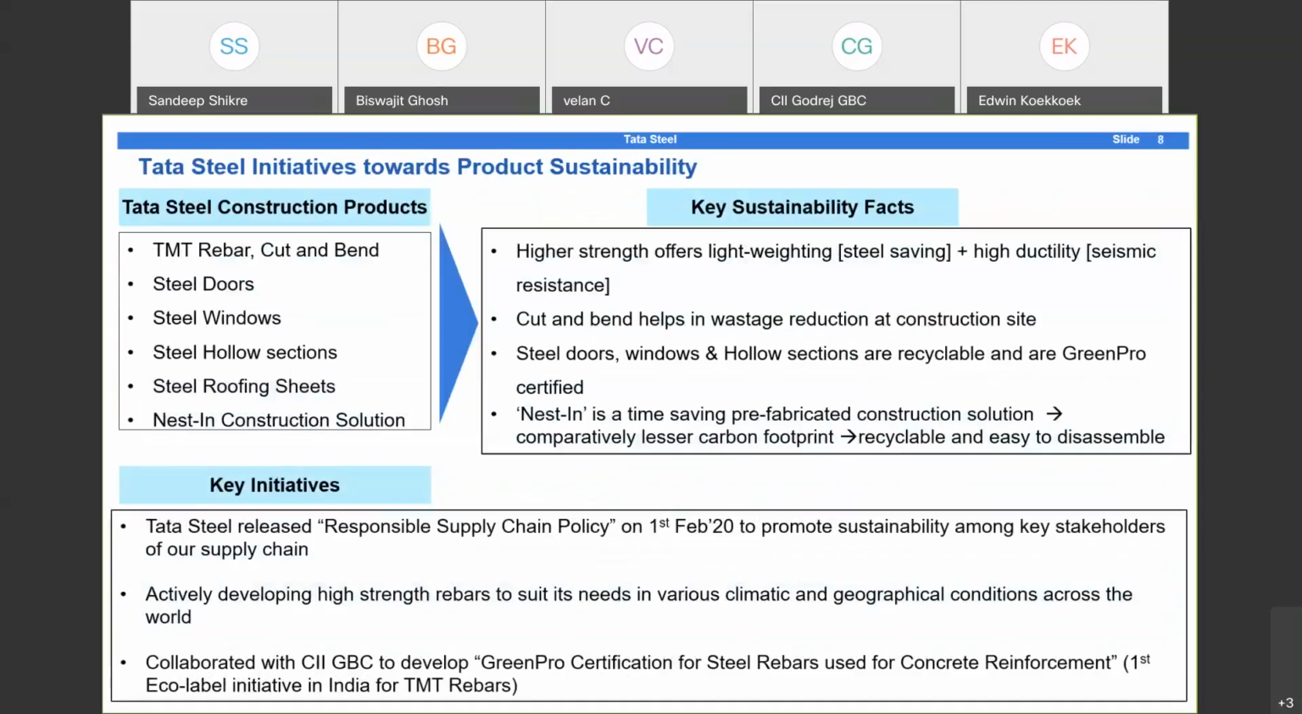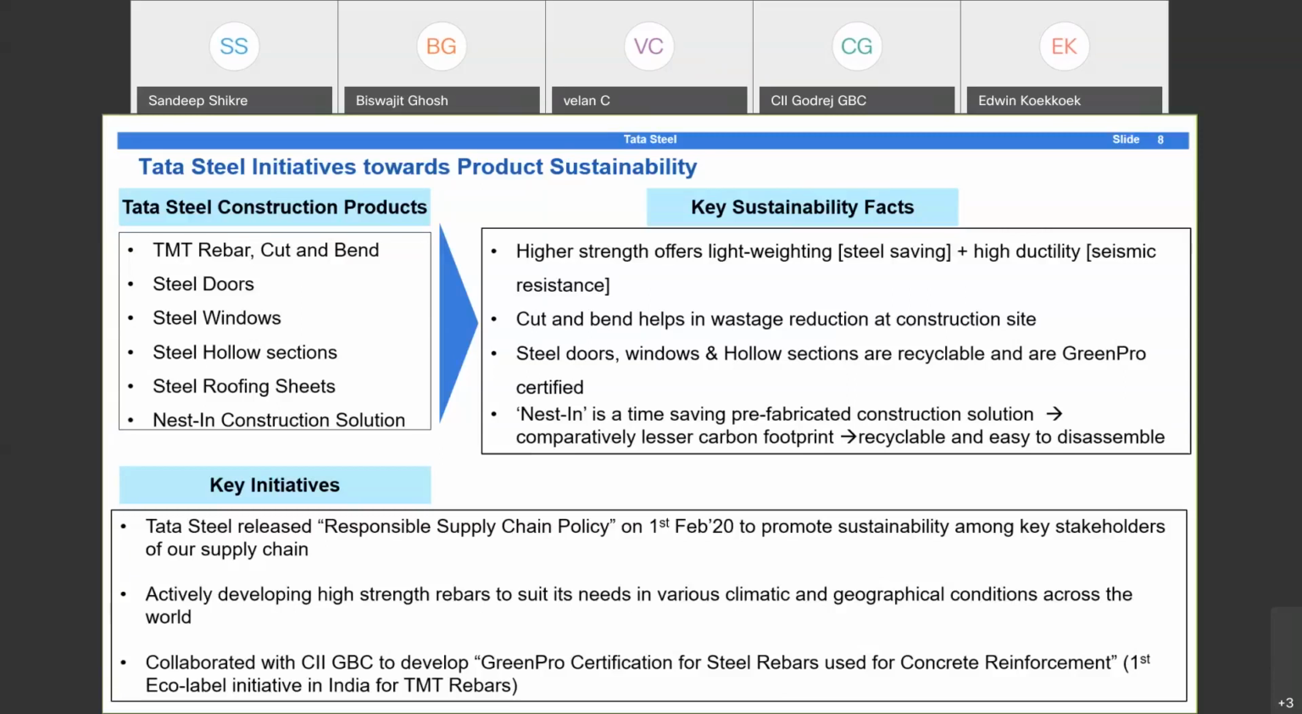You can see on the left hand side, these are the various products for construction which Tata Steel produces. Main is Tata Steel TMT rebar, the brand, and Tiscon Super Ductile and various brands of Tiscon. Then there are steel doors, windows, steel hollow sections, and roof sheets. Next, Steel prefabricated construction solutions. These are the various products, and almost all of them are targeted towards sustainability.